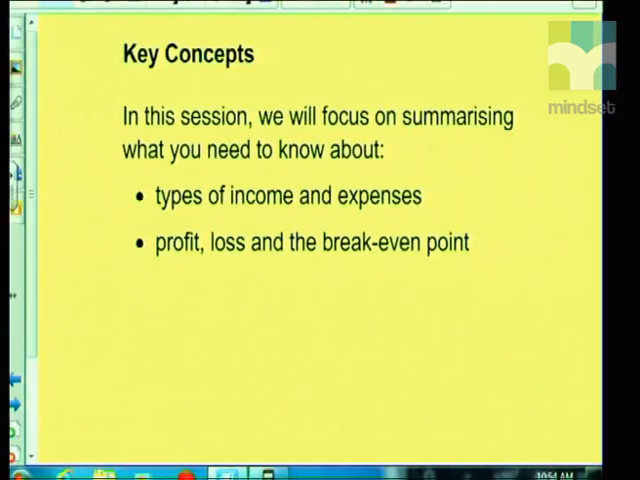So in this session, we're going to try and revise the types of different income and different expenses. We're also going to look at profit, loss, and the break-even point, and apply these, as I said, to different contexts, personal as well as business, and we could even say global, international, national. So be very aware of what's happening. We'll take these concepts one step at a time, make sure that we can apply them.